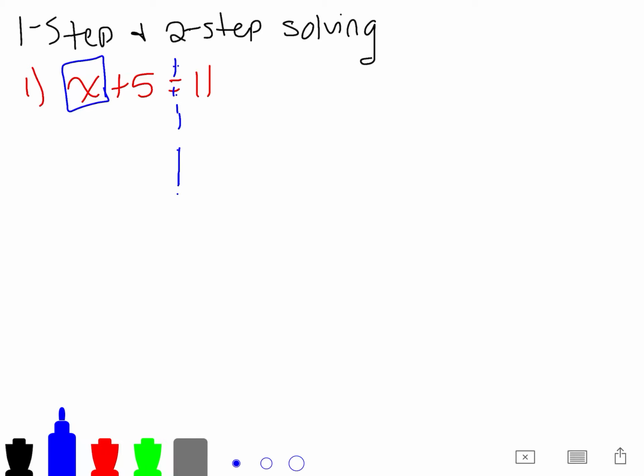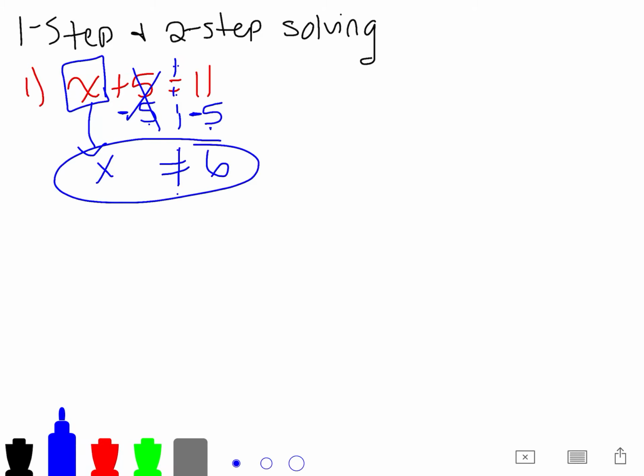So I need to get this x by itself. So what else is over here with the x? I have a plus 5. So we're going to do the opposite operation to get rid of it. So the opposite of plus 5 would be minus 5. Anything you do to one side, you have to do to the other. So if I bring my x down now, I have plus 5 minus 5, that cancels, so that's good. And then we have 11 minus 5 is 6. My x is alone, so there's my answer.